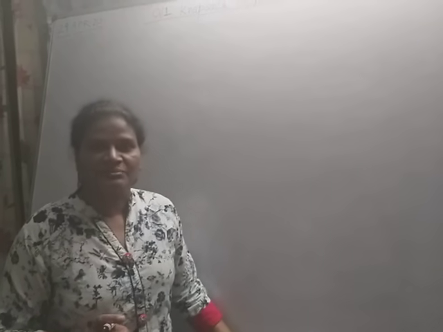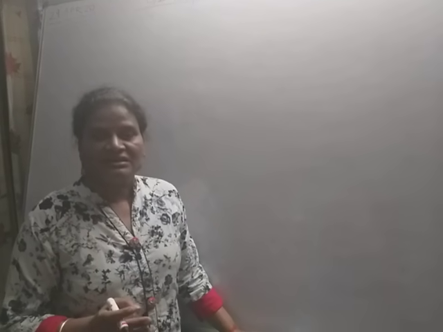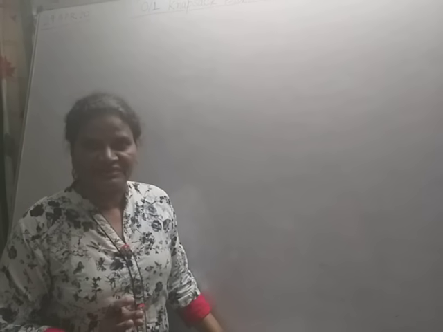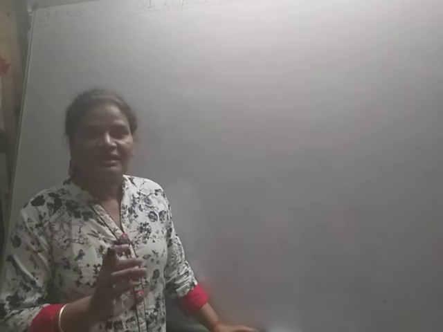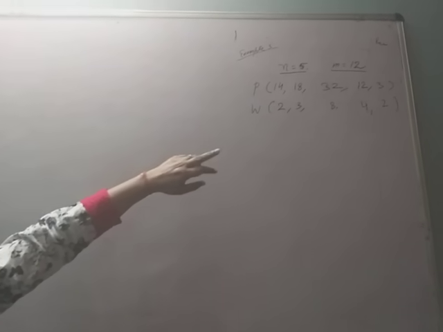In 0-1 knapsack problem part 2, I explained how the solution vector is generated by taking one example. As this is a difficult topic, now I will explain the same with another example. Okay, so here the example is: I have taken n equal to 5, m equal to 12.